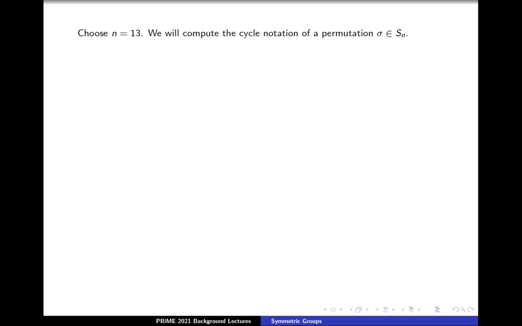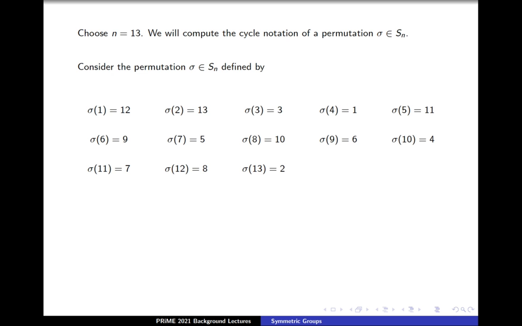Okay, let's consider an example where we take a permutation in S sub 13. We could write out the permutation by saying what it does to each number 1 through 13. So here's the particular permutation we'll consider. For example, sigma of 1 equals 12. Let's write this in cycle notation.